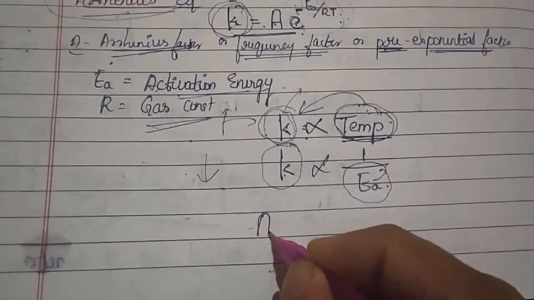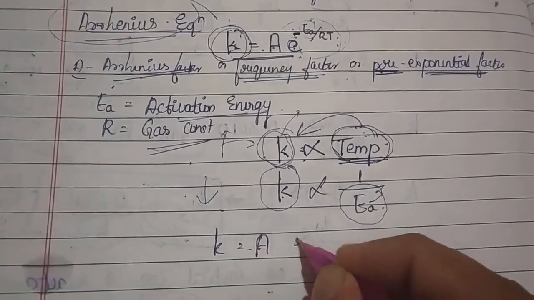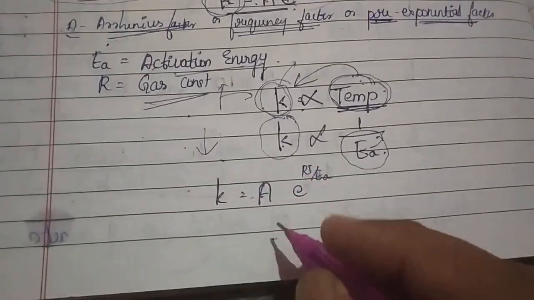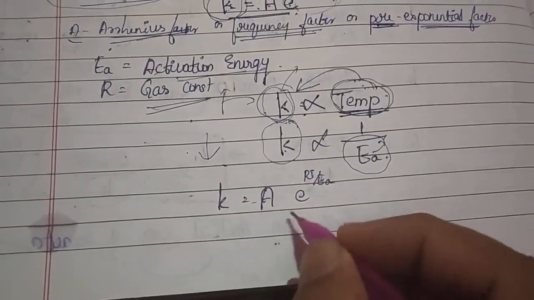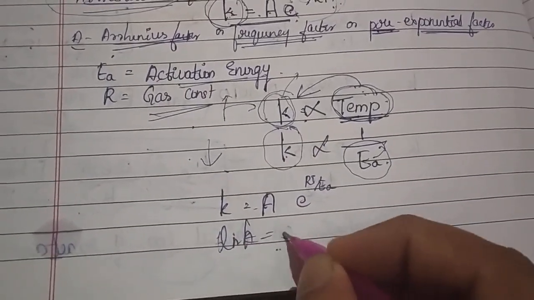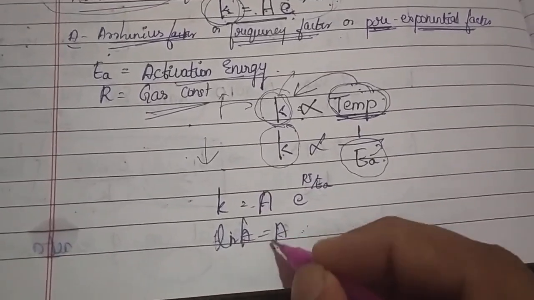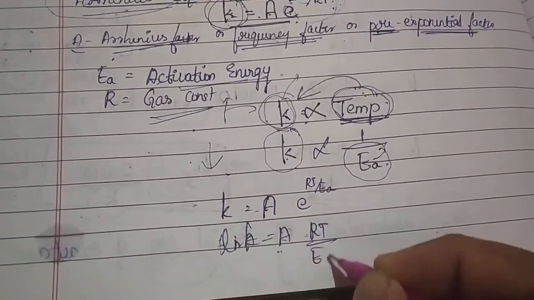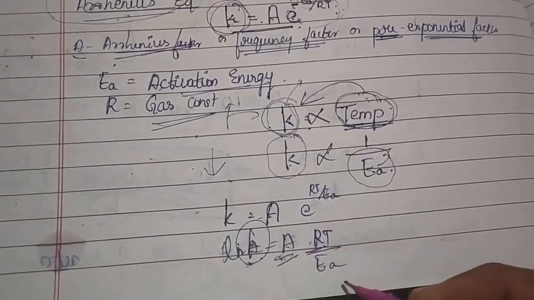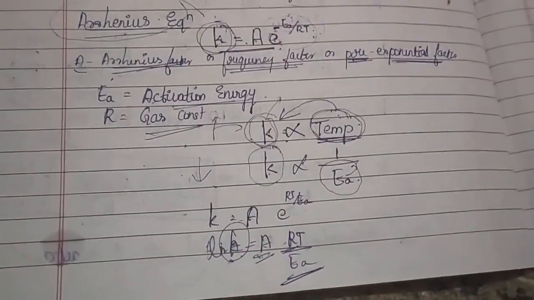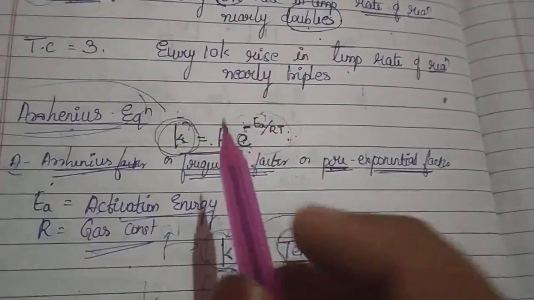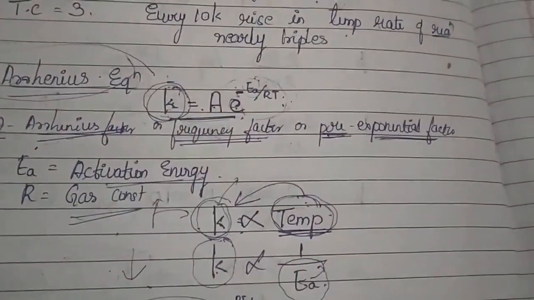For example, if I choose k equals A into e to the power of RT by Ea, and then put ln over here, ln k is equal to A into RT by Ea. So A is constant, R is constant, so k is directly related to T and inversely related to your activation energy. So this is a general mathematical form. We don't need this one; just for your explanation, I have given it. You have to just remember, with respect to the Arrhenius equation, what concept we are getting.